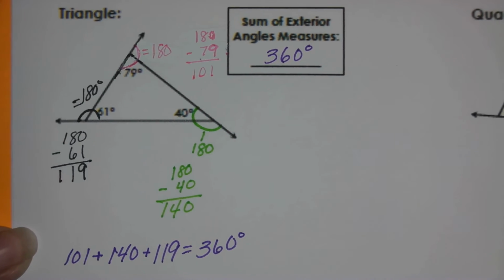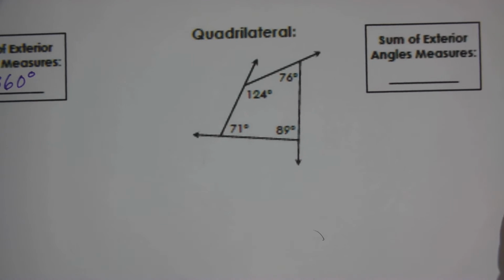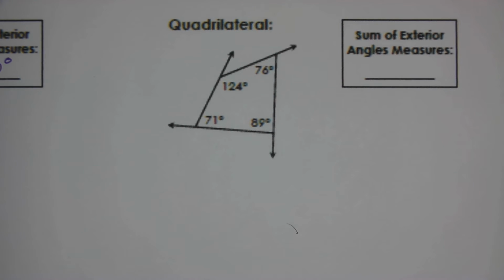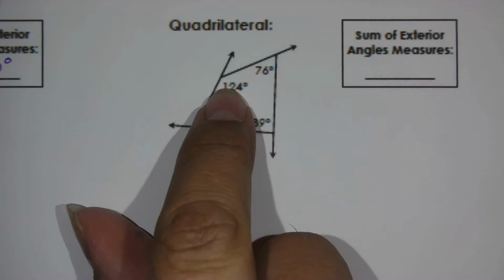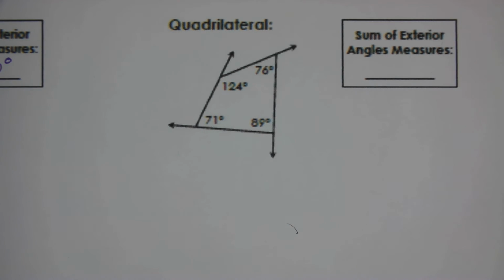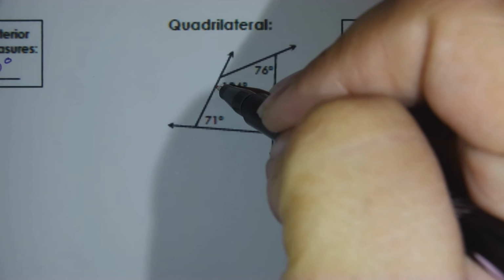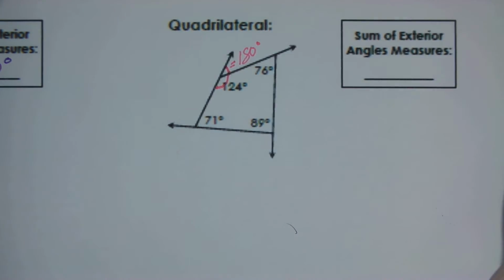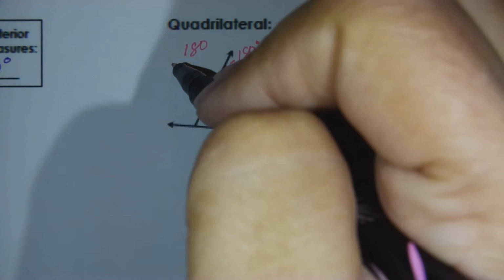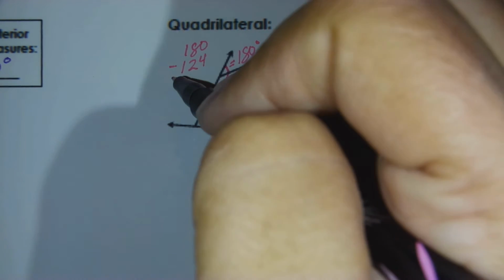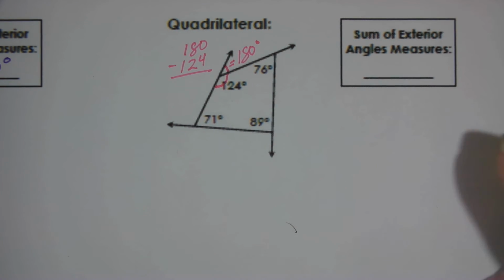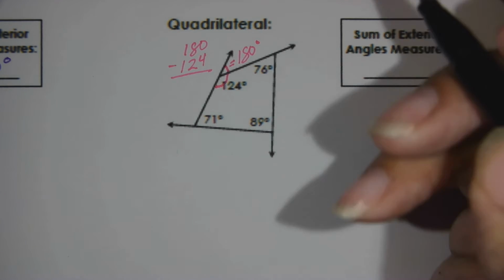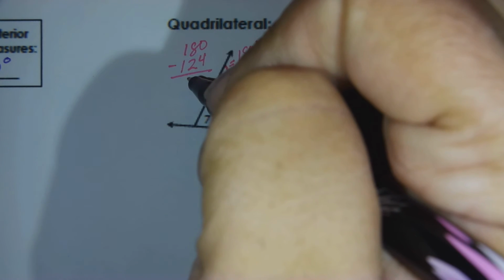Now let's look at a quadrilateral. You're going to do the same process. You're going to take one angle at a time and figure out what you've got. We're going to start with the 124. Again, you are looking at a 180 degree relationship. So it should be 180 minus the 124, and you should actually get 56.